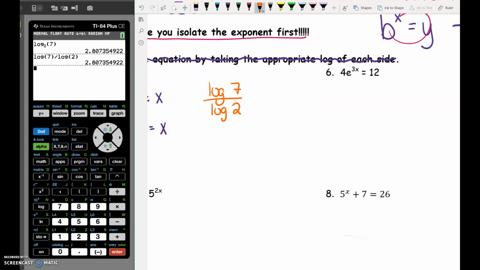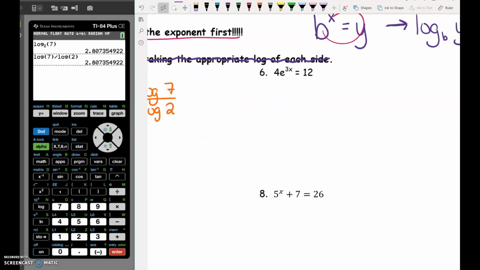Now let's look at number 6. Number 6, the thing that has the exponent is the e. It's not 4e to the 3x, it's 4 times e to the 3x. So we need to get that e to the 3x by itself. And we do that by dividing both sides by 4. Now the thing that has the exponent is by itself, so now we can change forms.